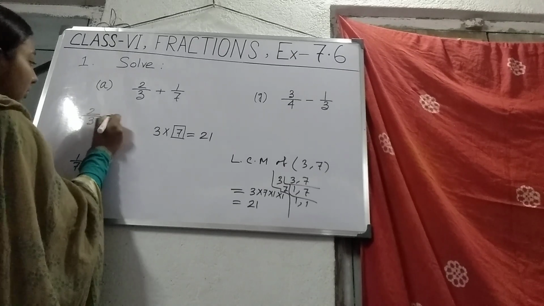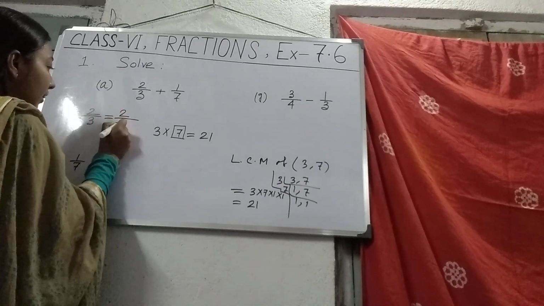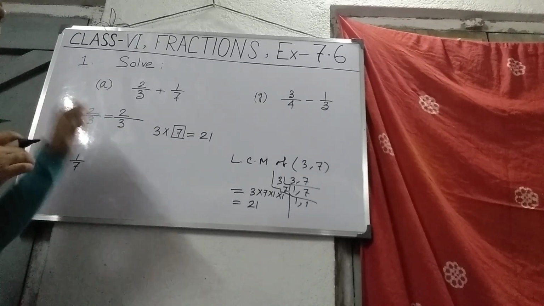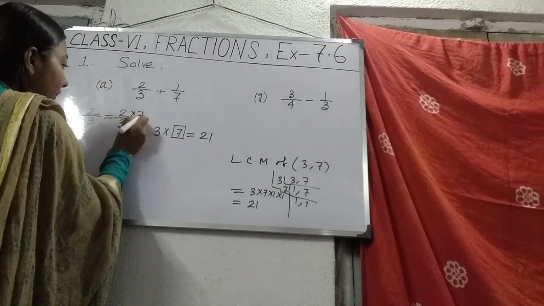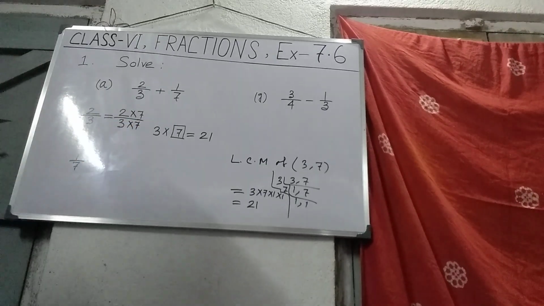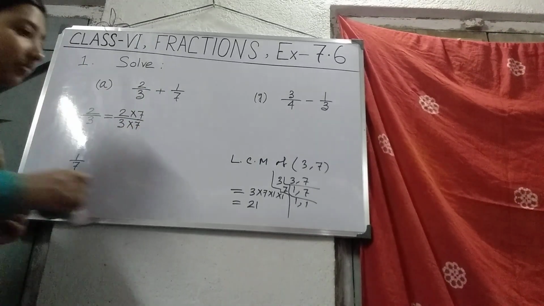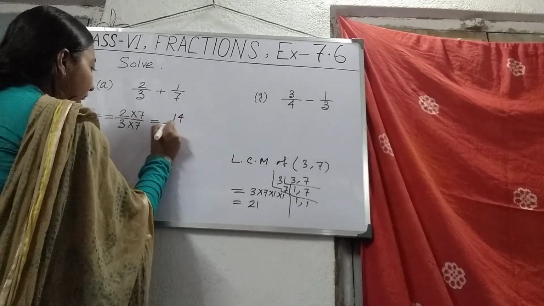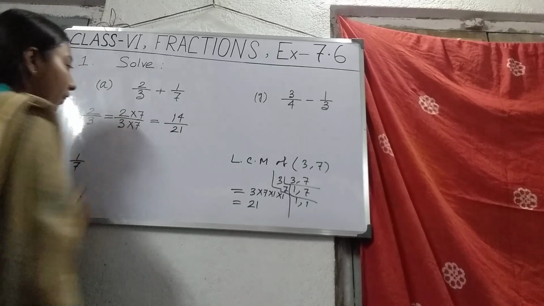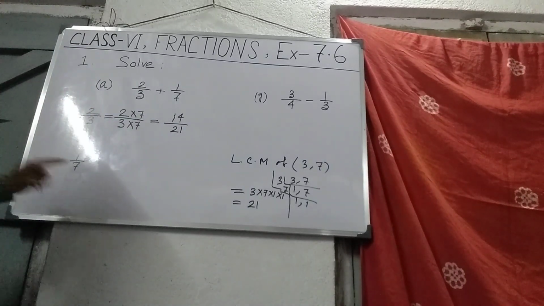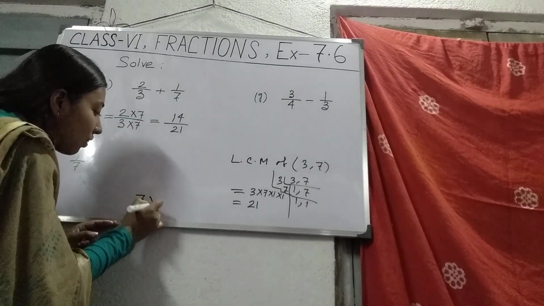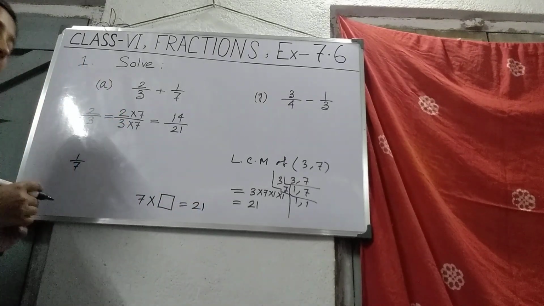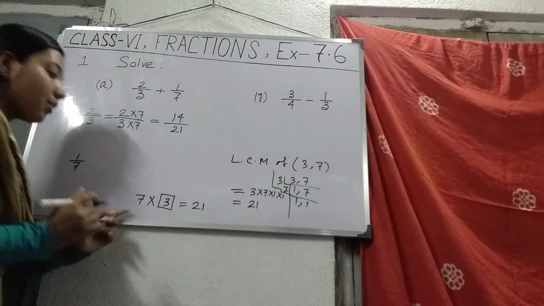So 2 upon 3 can also be written as, in 2 upon 3 we can multiply both numerator and denominator by the same number. So the fraction comes 7 2s are 14 and 7 3s are 21. Okay. Similarly for the next one, here in denominator it is 7. So which number should we have to take so as to get 21? 3. 3 sevens are 21.